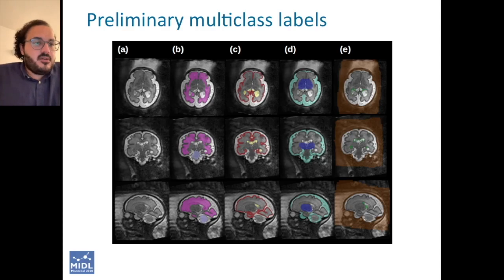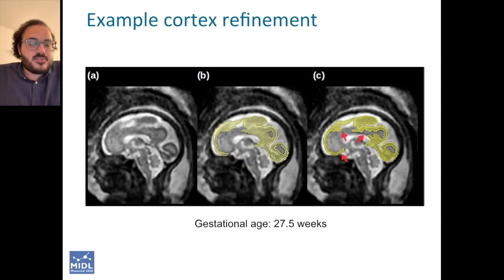Here we can see an example sagittal slice that was presented to the expert annotator with a focus on cortical gray matter and how she's refined the segmentation to address different issues such as over-segmentation.